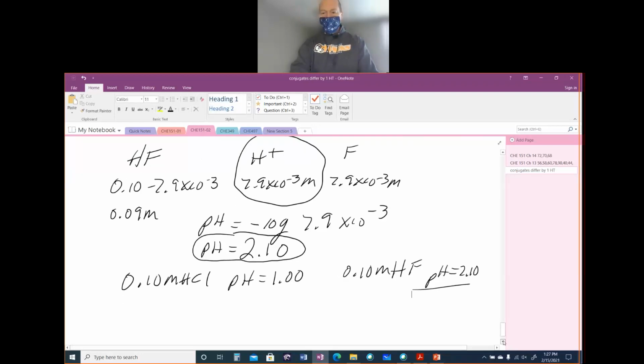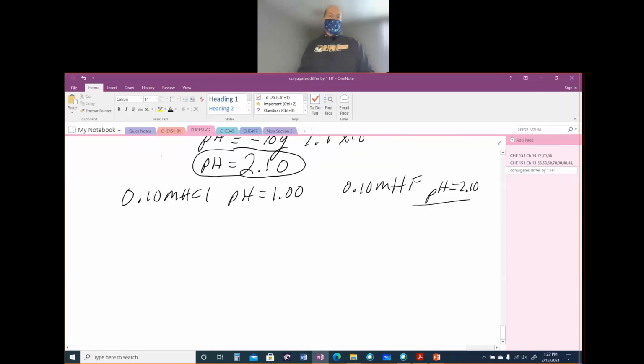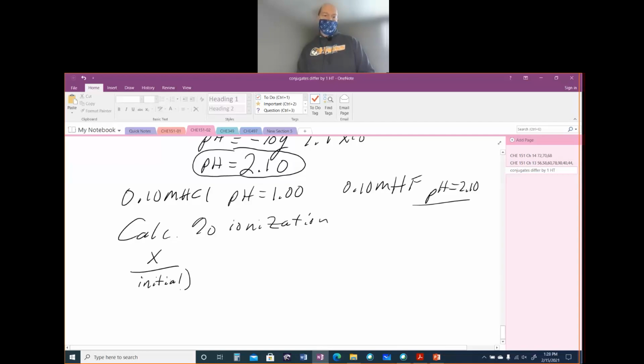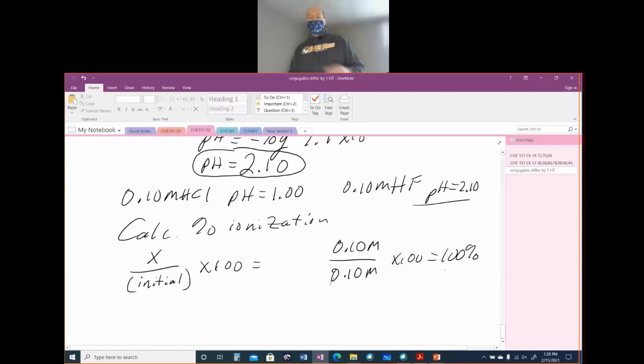All right, so the other question that's going to be asked is to calculate your percent ionization. To get your percent ionization, it is simply the amount that went to the right, x, over your initial, the amount that could have gone to the right, times 100. So we know the answer for HCl: it's 100%. Why? Because the x value for HCl was 0.10, and the initial concentration for HCl was 0.10, times 100. That gives us 100% ionized. That is the definition of a strong acid, 100% ionized.